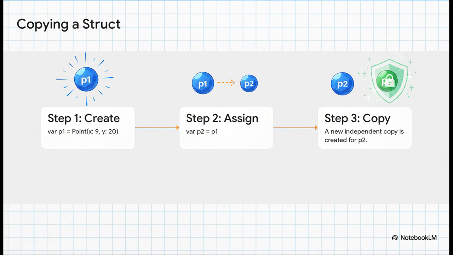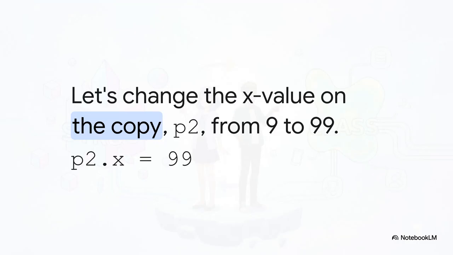Now, here comes the magic moment for structs. In step 3, Swift doesn't just link them. Oh no, it makes a brand new, totally independent copy of that data and gives it to P2. They are now two completely separate things. All right, time for the experiment. We're going to mess with the copy P2 and only the copy. We're changing its x value from 9 all the way up to 99.